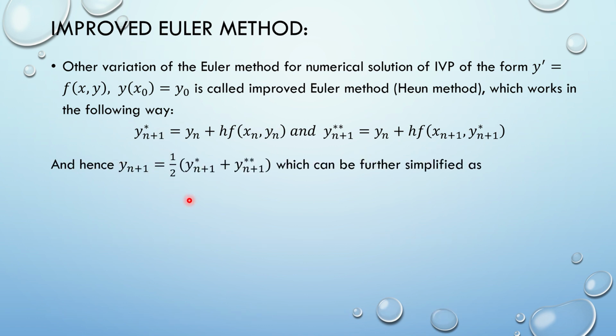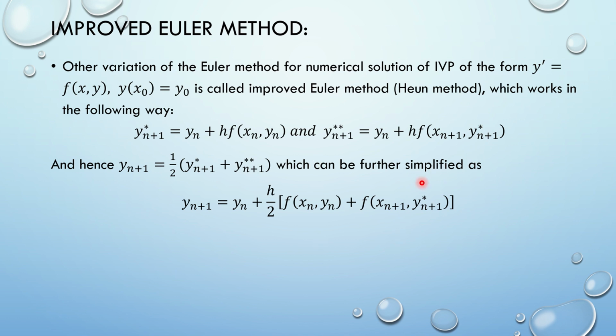That will be the next value for the solution. So it's y(n+1)* plus y(n+1)**, and if we put these values back to get this formula, you see that y(n+1)* is yn, you simply add them, yn plus yn divided by 2 gives you yn. This h and h is h by 2, which is f of x and yn coming from this one, whereas f of (xn+1, y(n+1)*) is coming from there.